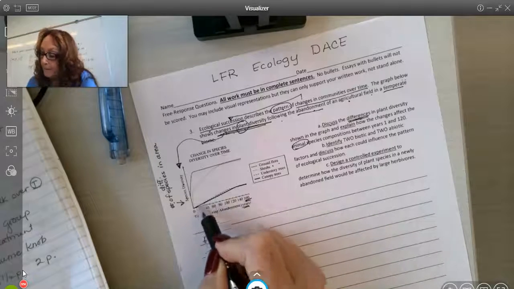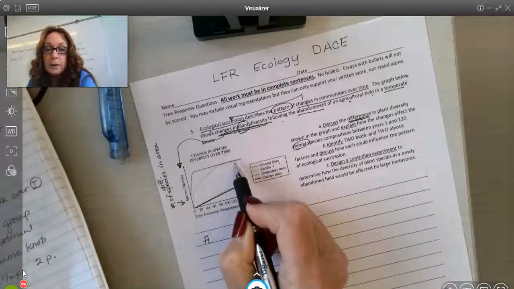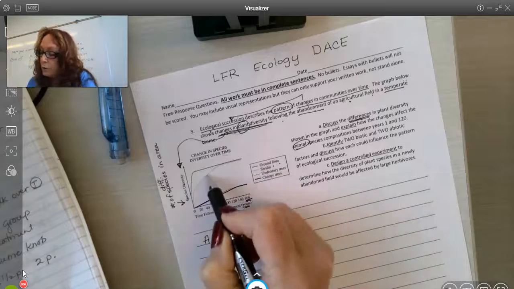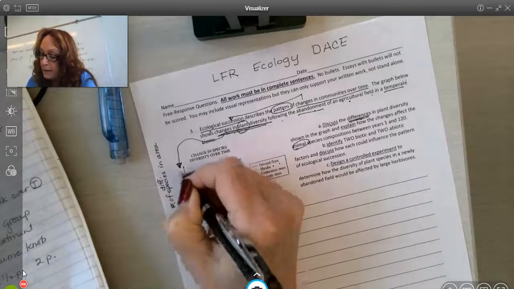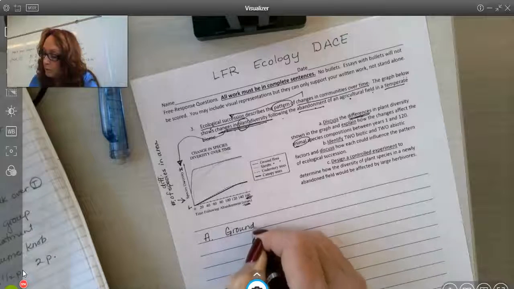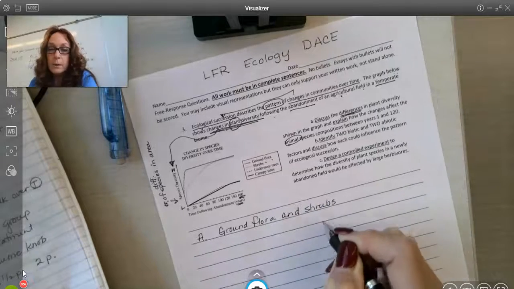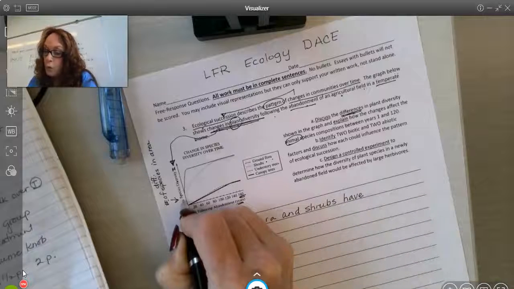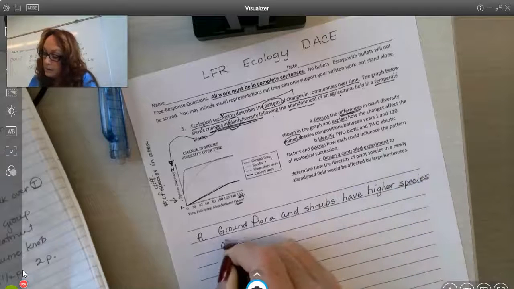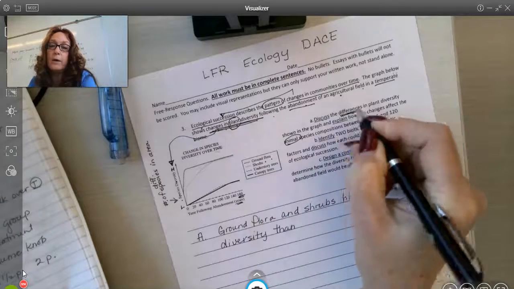One is this particular part of the graph, there are going to be more different species. There's going to be a higher number of different species of ground flora and shrubs, because these are higher. They didn't do this, but this would be low and this would be high. So I'm going to write that. Ground flora and shrubs have, and I'm going to use their words, higher species diversity than, notice I'm comparing these to each other because they said differences.